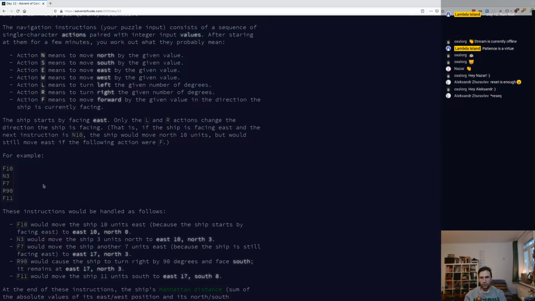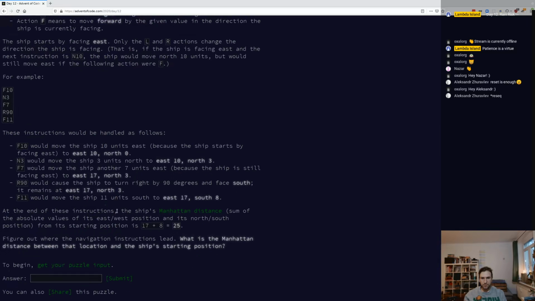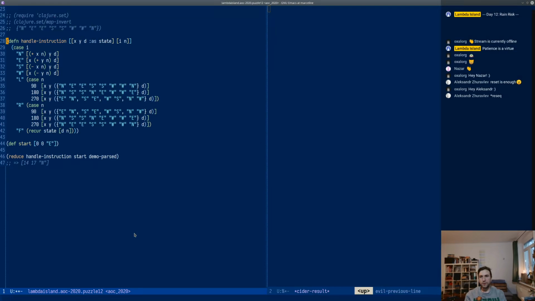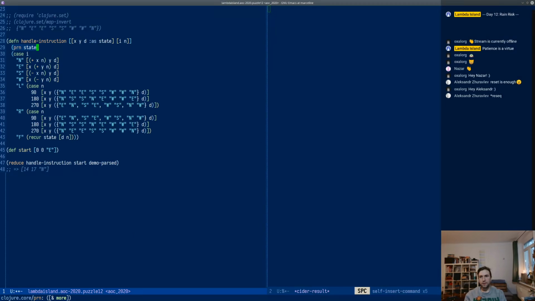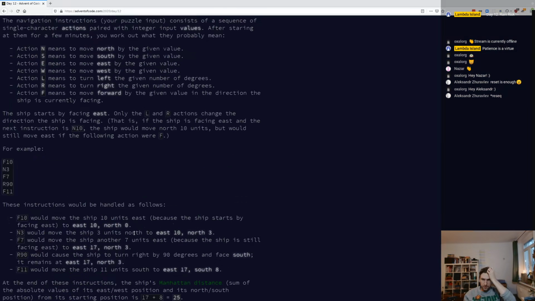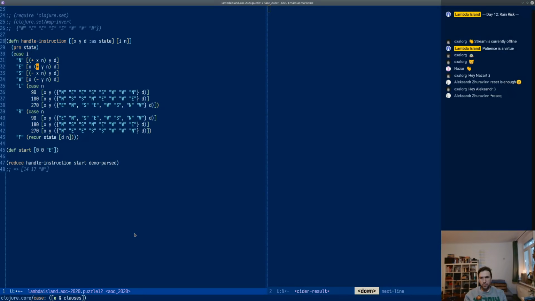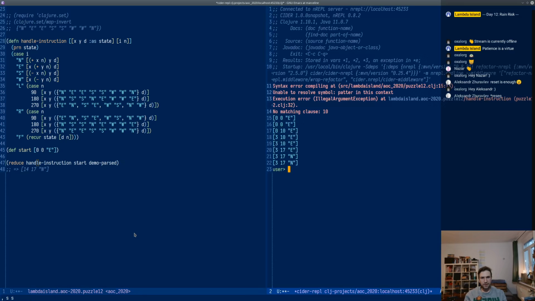1417 north. Is that what we are expecting? At the end of these instructions, the ship's Manhattan distance from its starting position is 17.8. Ha! Okay. Something is not quite right. So let's do it step by step. Yeah, let's just print this out.